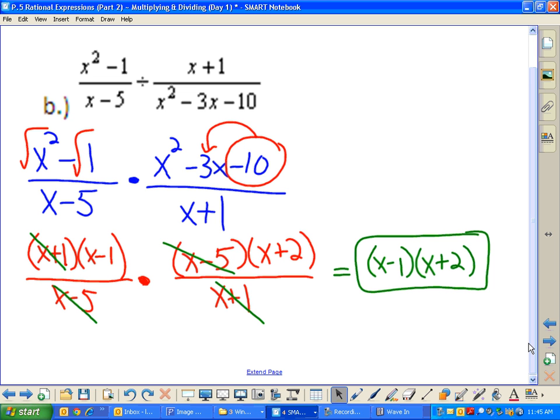Yeah, you don't have to FOIL it. I think your book FOILs the answers in the back, but as long as I've been teaching this particular course, we just left our answers in factored form and reduced.